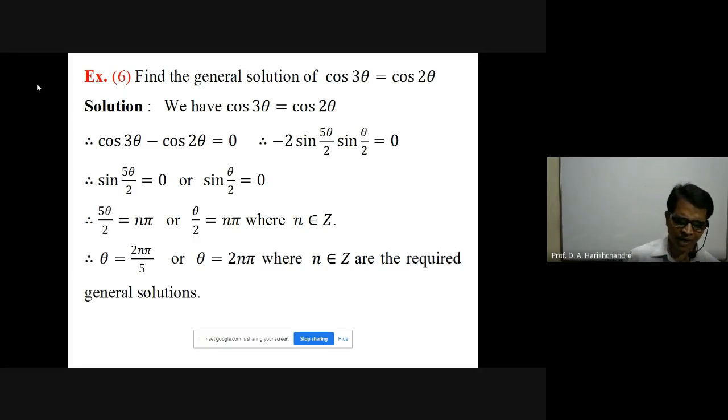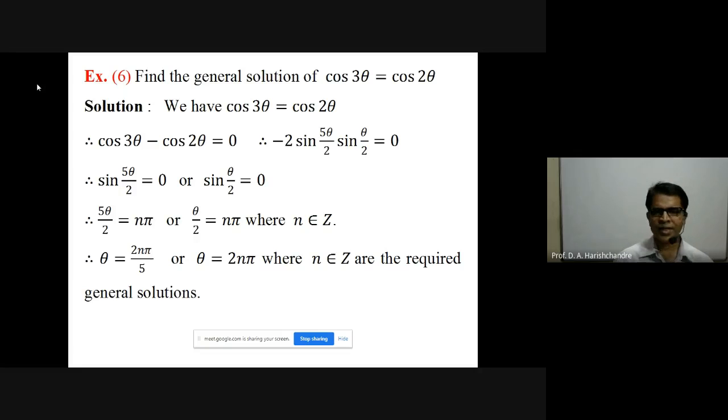Now again shift that minus 2 to the right side. It will divide the 0 and dissolve into 0, because 0 upon minus 2 is 0. So we are getting sine of 5 theta upon 2 into sine of theta by 2 is equal to 0. Now since the product of two factors is 0, each factor can be equated to 0, and it will be converted into two trigonometric equations. Sine 5 theta by 2 is equal to 0 or sine theta by 2 is equal to 0.